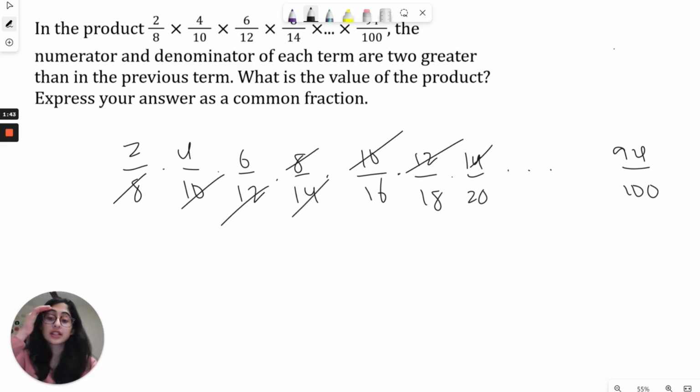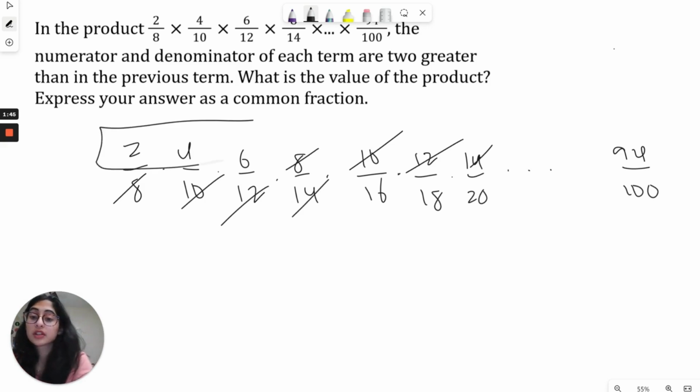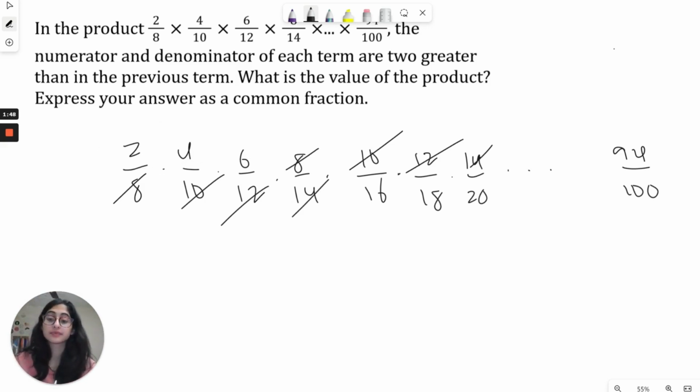Now, the only thing is these first 3 numbers in the numerator will never cancel out with anything because the denominator starts with 8 and just keeps getting bigger. So those 3 numbers are stuck in the numerator.